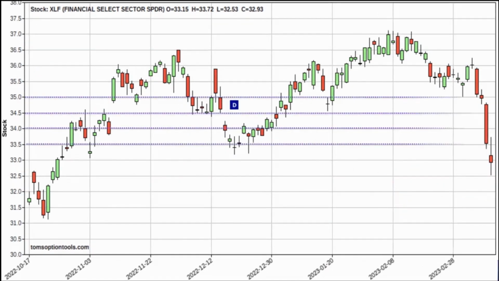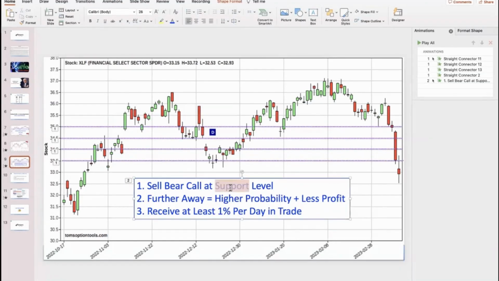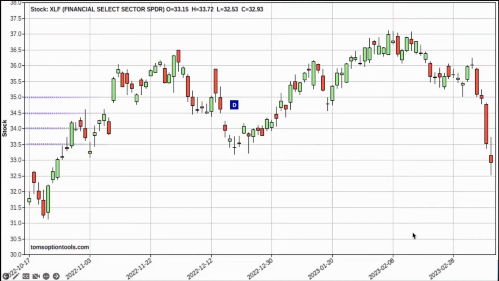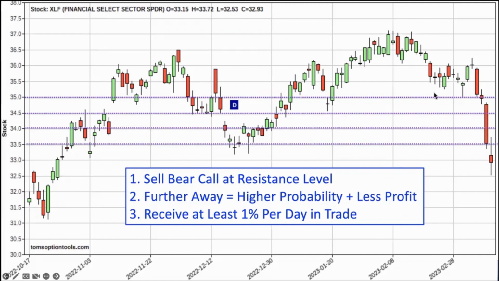So here's the idea. With all those conditions present, you want to find a support level. In this case, this is actually a resistance level. Let me change that slide there. Resistance is up top. So the idea here is going to be to sell a credit spread at one of these resistance levels. And the higher, the better. The higher you sell them, the more probability you have of winning. And in exchange for that, you take on a little bit less profit.